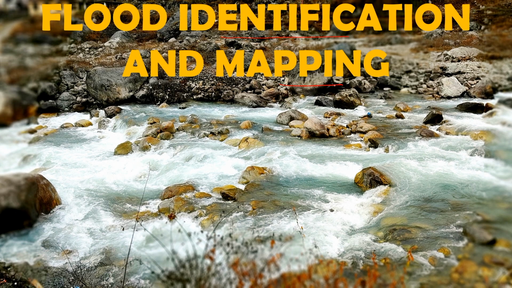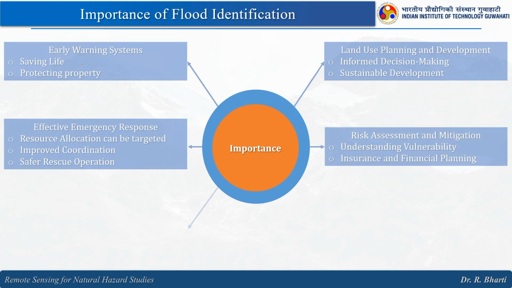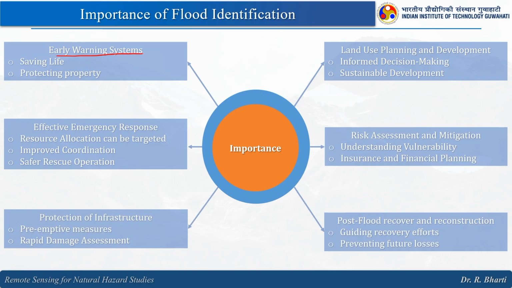So, this is one of the aspects which is very important. So, when we talk about this flood identification, it has a role in early warning system, then it has a role in effective emergency response, then protection of infrastructure, land use planning and development, risk assessment and mitigation, post flood recovery and reconstruction, right. So, this identification is very important.